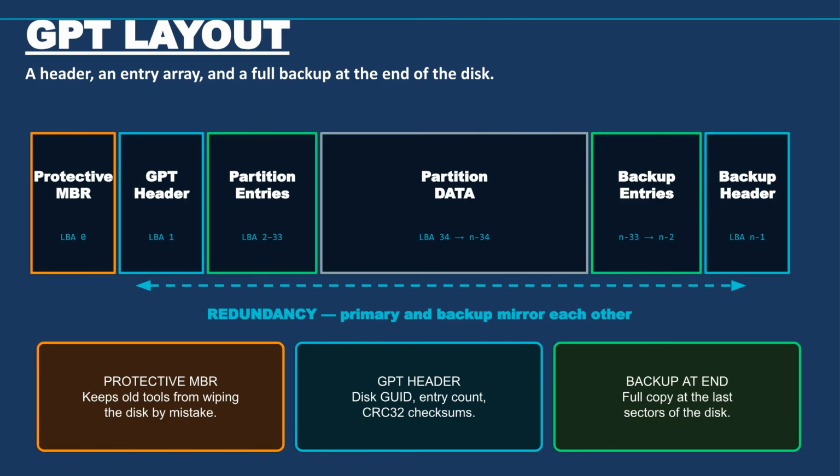The GPT layout includes a protective MBR and LBA 0 for compatibility with older tools. It features a primary GPT header and partition entries at the beginning of the disk, with a full backup copy at the end for redundancy. Partition data resides in the middle.